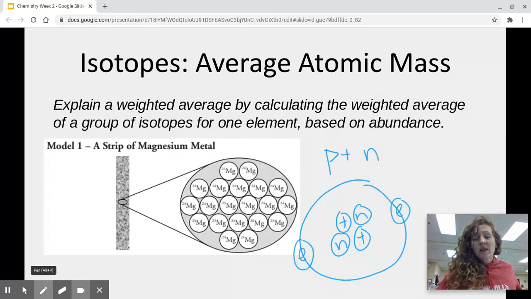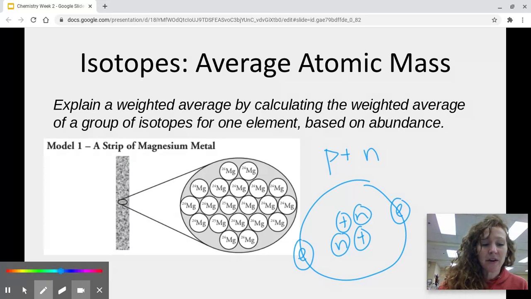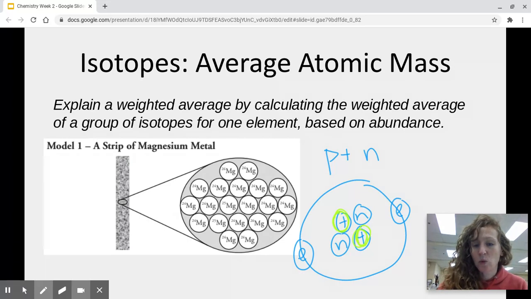So the mass of the atom of helium is going to be made up of the protons and the neutrons together. The protons are going to weigh one each, so that'll give us two atomic mass units. The neutrons are going to weigh one each. That'll give us another two atomic mass units.